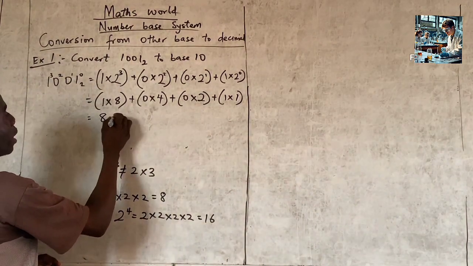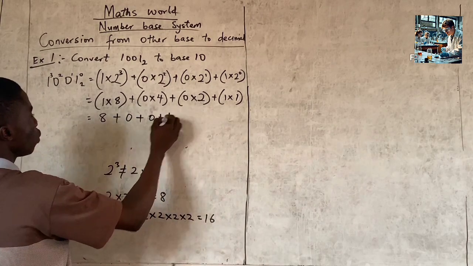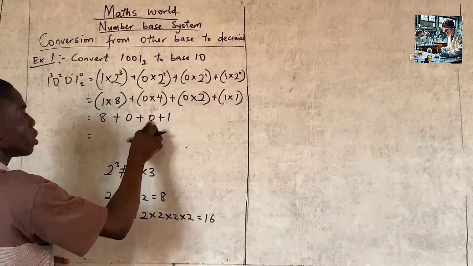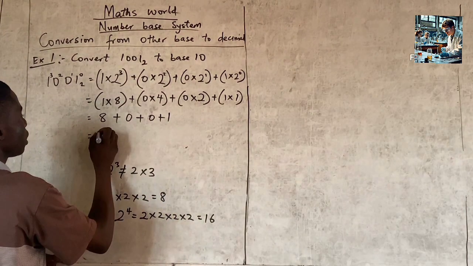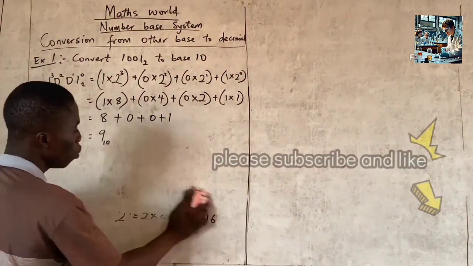Okay. 1 times 8 is 8. 0 times 4 is 0. 0 times 2 is 0. 1 times 1 is 1. Now let's add. 0 plus 0, 8 plus 0, 8. 8 plus 0, 8. 8 plus 1 is 9. But remember to put your base 10. Do you understand?